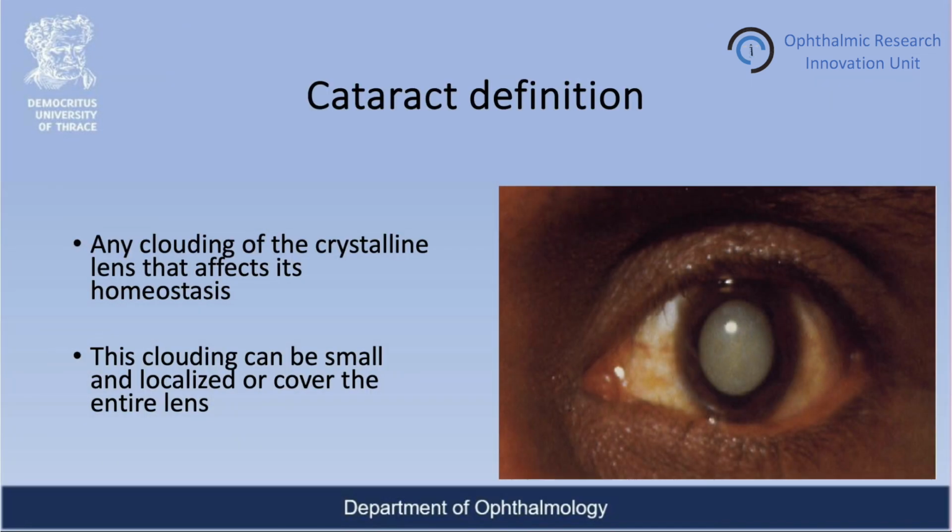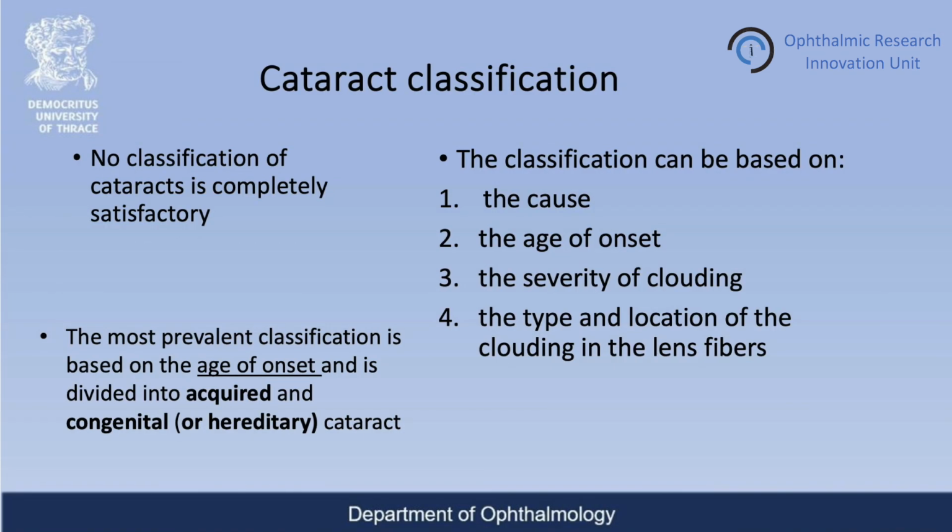Cataract refers to any clouding of the crystalline lens that affects its homeostasis. This clouding can be small and localized or cover the entire lens. No classification of cataracts is completely satisfactory. The classification can be based on the cause, the age of onset, the severity of the clouding, or the type and location of the clouding in the lens fibers.